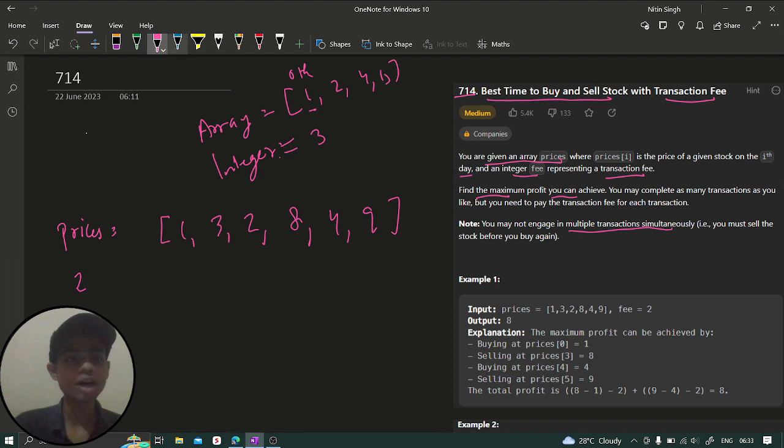Okay, so what we are gonna do? We are gonna say I can buy on this particular day, this day, this day, this day. Any day I can buy, and any day I can sell, but it should be after the buy and before the next buy. Fine. So let's say I buy on the 0th day.